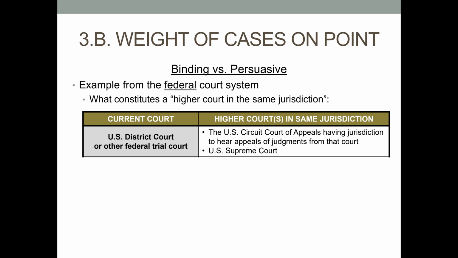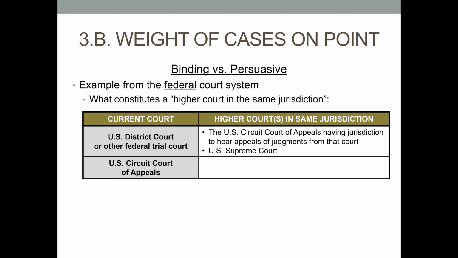Now, of course, the other higher court in the same jurisdiction would be the U.S. Supreme Court, which is, of course, above all of the federal courts. And so opinions of the U.S. Supreme Court would be binding on the U.S. District Court or other federal trial court also. Well, let's look at another scenario. What if your client has a case pending in one of the 13 federal circuit courts of appeals? Well, then a higher court in the same jurisdiction would obviously be the U.S. Supreme Court.